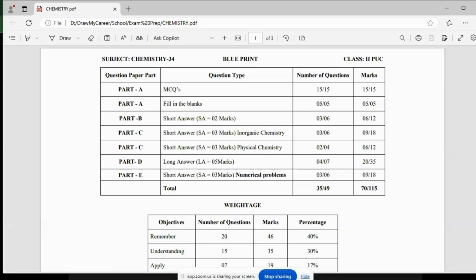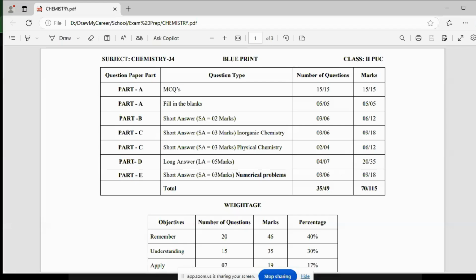So I'm repeating the MCQs as well as the fill in the blanks. Total weightage from physical chemistry chapters is 5 marks, 4 plus 1. From inorganic chemistry, it is 4 marks, 3 plus 1. And from organic chemistry, it is a total of 11 marks, 8 plus 3. So 8 MCQs, 3 fill in the blanks.